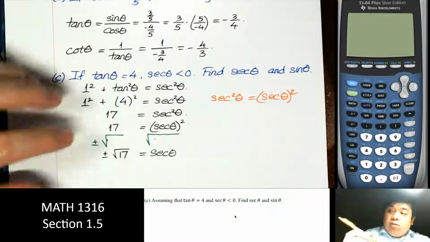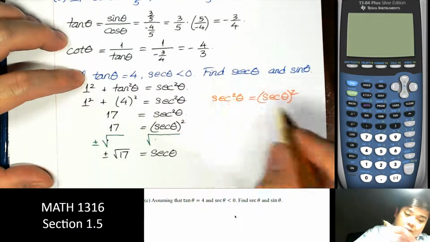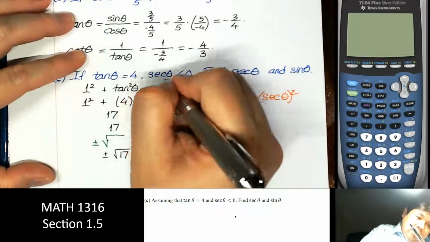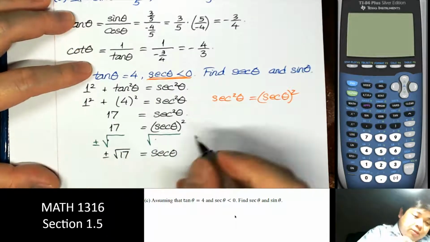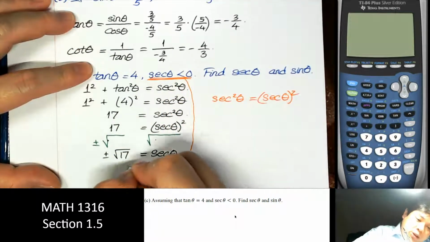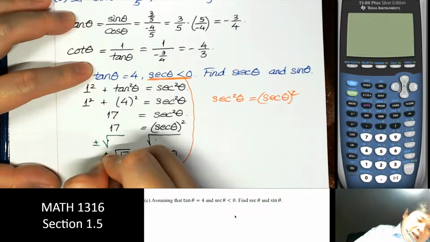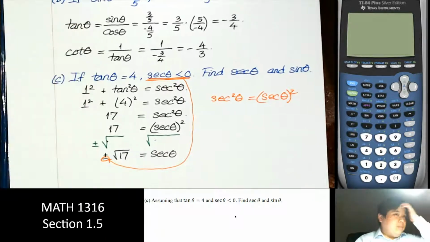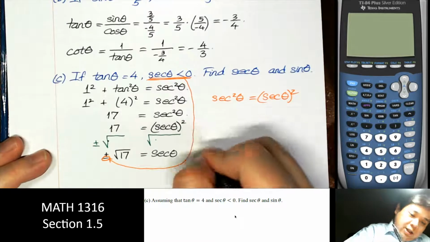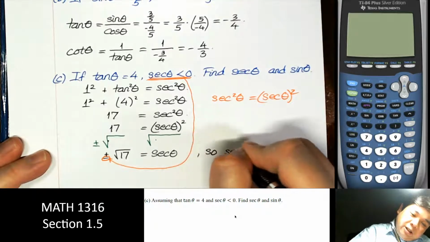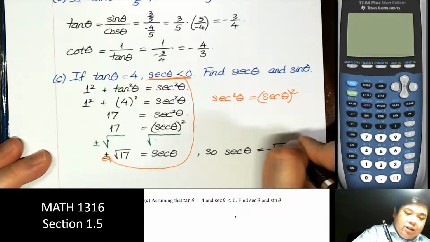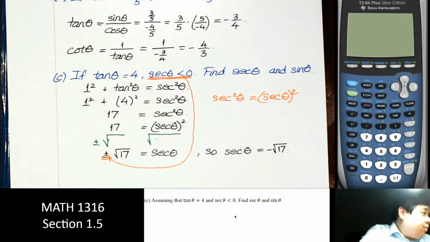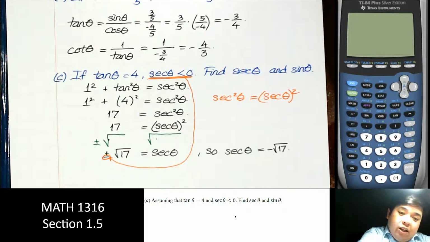And then on this particular problem, secant is negative. So we will choose the negative sign. So secant is negative square root of 17. Right? Now we have secant, and how do we go to sine?